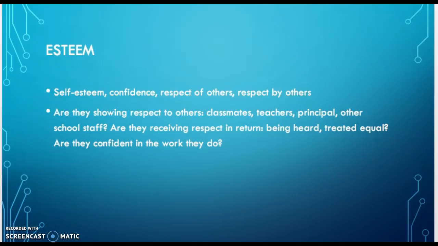We as teachers need to make sure that they do feel confident, that when we read aloud in class and it's their turn, they want to read. They want to be able to share their answers. We want to develop that confidence in them.